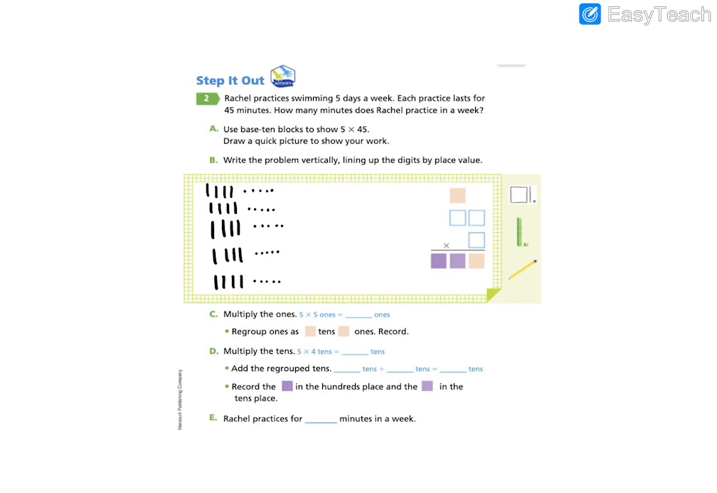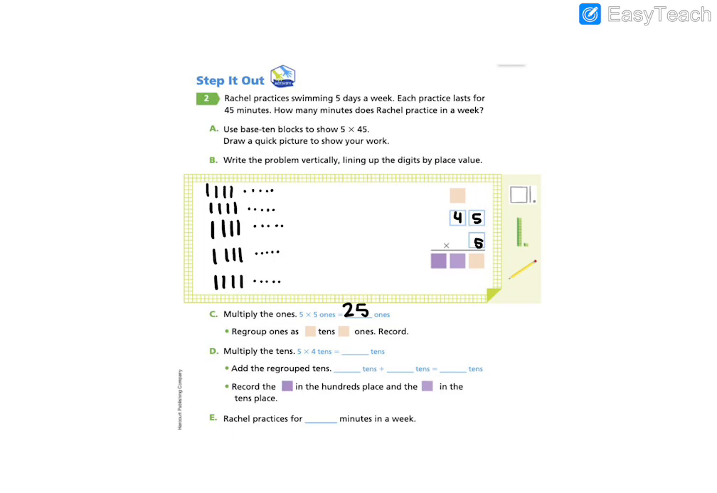Now let's write this problem vertically. 45 times 5. We start with the ones place just like we did, right? Working from right to left. 5 times 5, well, it's equal to 25 ones. Go ahead and write that at letter C. We need to regroup and we need to use our understanding of place value.